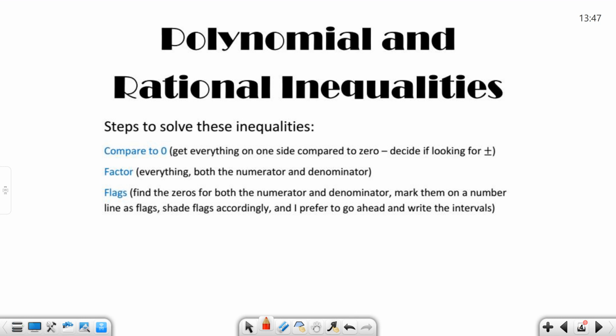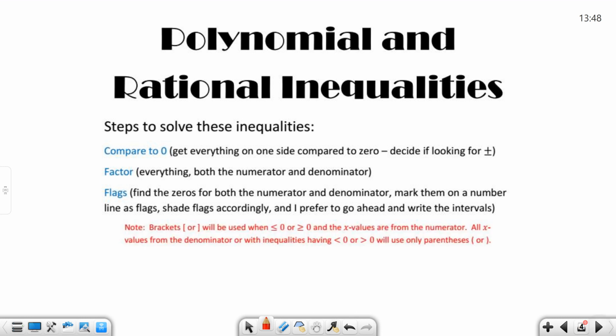And then I prefer to go ahead and write the intervals. I'll talk about that a little bit. That's a little different and weird. It's one of the things I do a little differently than a lot of other people. I prefer to write my intervals down at this point. And look, sometimes I forget, but I typically try to write them down at this point so that I have everything written down before I start writing my test points, which will be coming along in a minute.